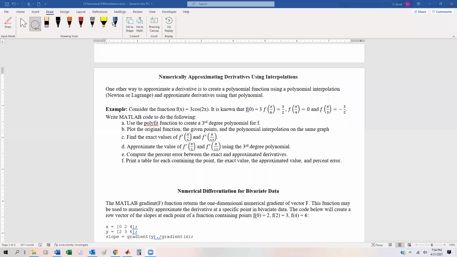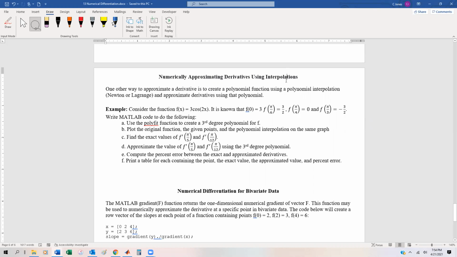We're going to take a look at two last ways that we can do some sort of numerical differentiation. The first way we're going to look at is how we can utilize MATLAB to use interpolations to find approximations for our derivatives.